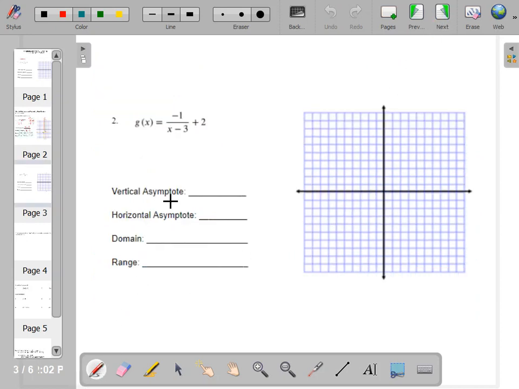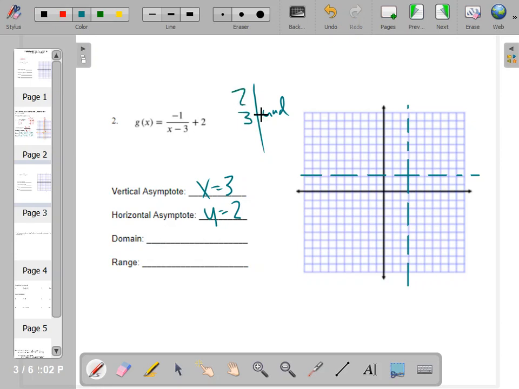The second one says x minus 3, so I know my vertical asymptote is 3, and plus 2, so my horizontal asymptote is 2. I'm going to draw those. 1, 2, 3, 1, 2. Now I'll make them dashed. Okay, let's make a table. We're going to put 3 in the middle. Again, that's undefined because 3 minus 3 is 0, and you can't divide by 0.